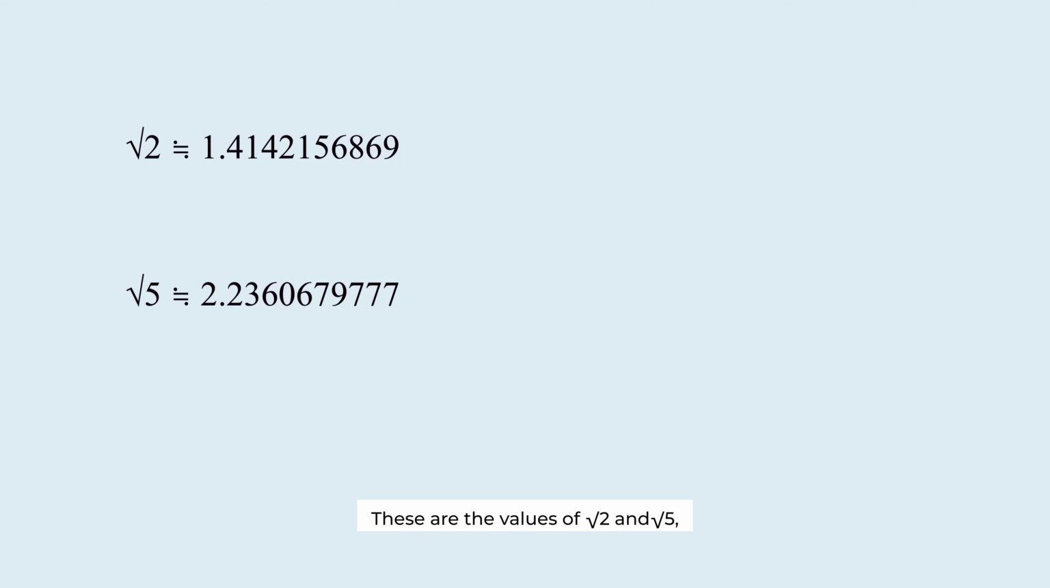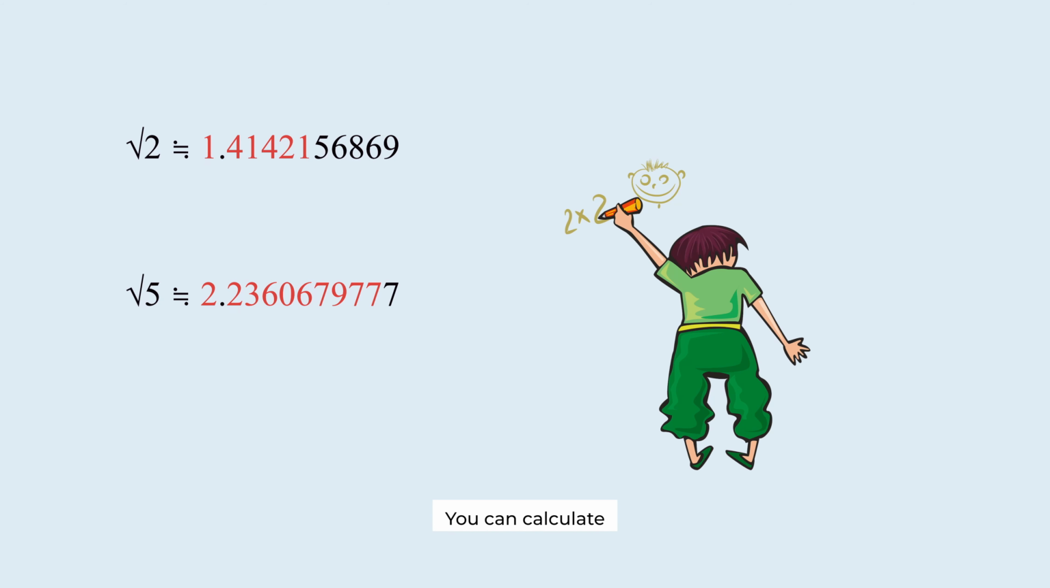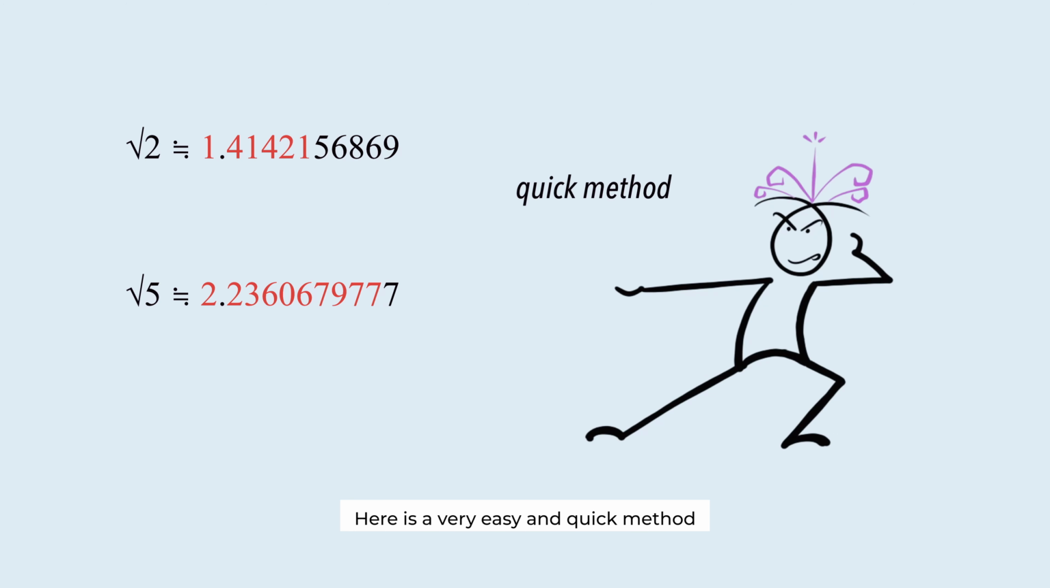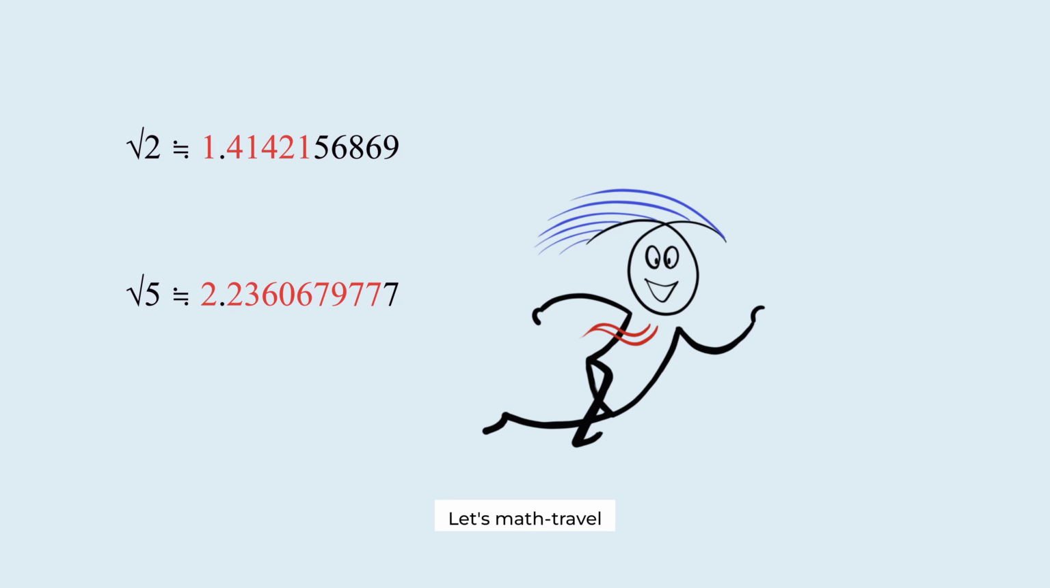These are the values of root 2 and root 5, which are accurate to the 5th or 9th decimal place. You can calculate in just 3 steps. Here is a very easy and quick method to calculate the square root of any number as accurately as you want. Let's math travel to the method and its principles.